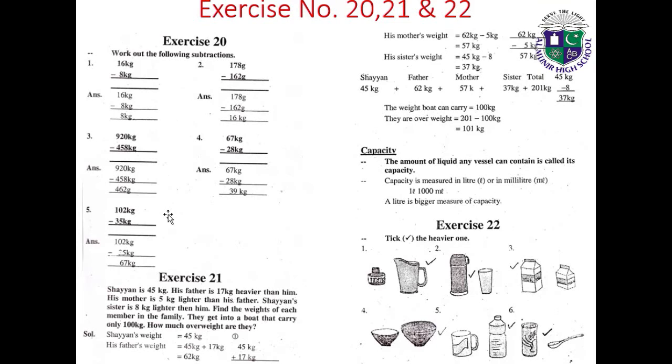Capacity: the amount of liquid any vessel can contain is called its capacity. Capacity is measured in liters or in milliliters. 1 liter is equal to 1000 milliliters.